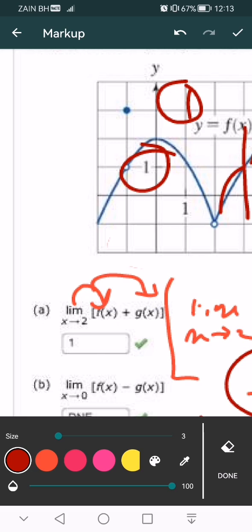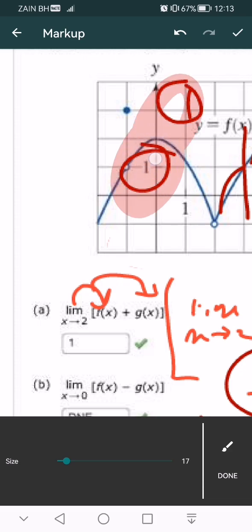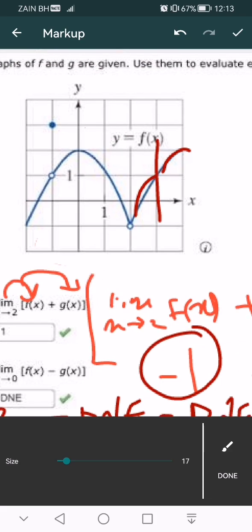I will be explaining in Arabic and English. I explained the method to you before. There is a difference between limit x goes to minus 1 and f of minus 1.